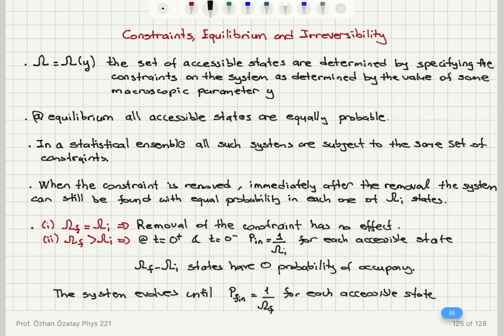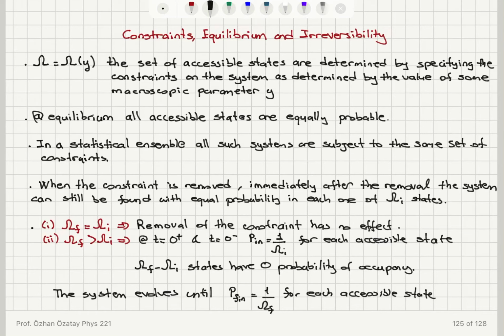Okay, so let's recap what we said here. The number of accessible states is a function of constraints on the system, which are experienced by the value of some macroscopic parameter y. When the system reaches equilibrium, all accessible states have equal probability, the postulate of equal a priori probabilities. If we want to calculate probabilities of certain outcomes in an experiment that we perform on the system, we have to form a statistical ensemble, and if there is a constraint on the system, the same constraint must be applied to all similar systems in the ensemble.